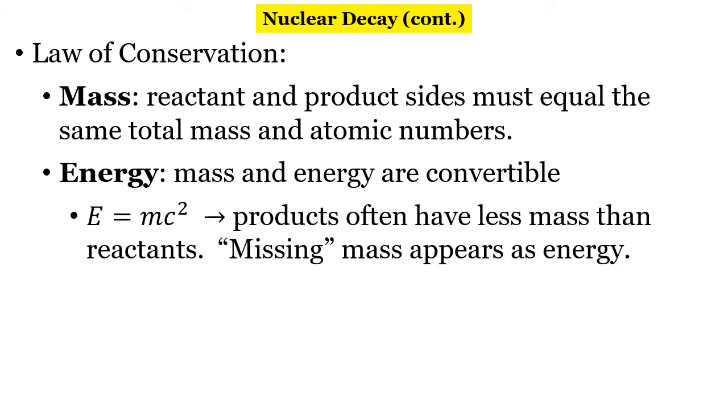If you recall in physics, we talked about a couple different laws of conservation. These are going to come into play when we talk about nuclear decay. The first type of conservation that we're going to look at is the conservation of mass. The reactant and product sides must equal the same total mass and atomic numbers. In terms of energy, mass and energy are convertible, and we're looking at Einstein's famous equation, E equals mc squared. Products often have less mass than reactants, and that missing mass is going to appear as energy. And you'll see that when we do some examples here.